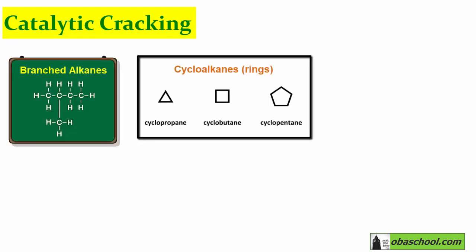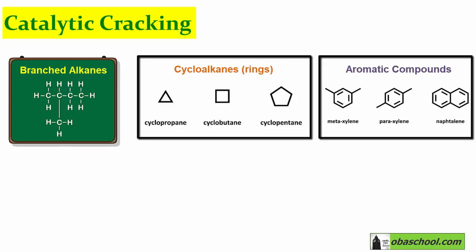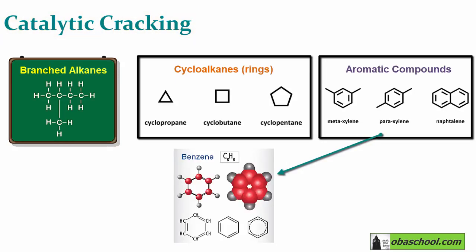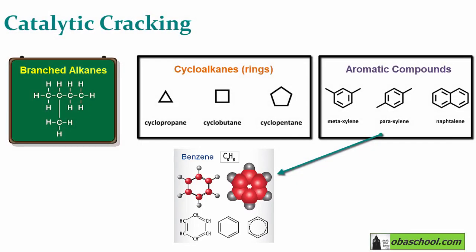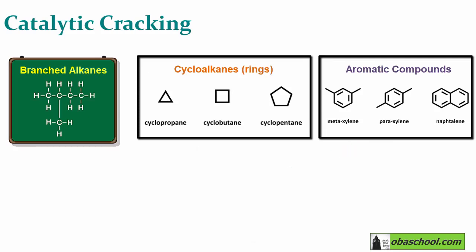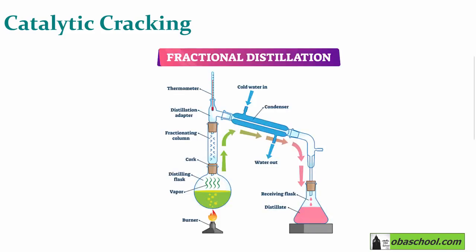And the products are mostly branched alkanes, cycloalkanes, which are rings, and aromatic compounds. Aromatic compounds are based on the benzene ring C6H6. So we have 6 carbon atoms which form a ring, and we have 3 double bonds. So this is a benzene ring. Aromatic compounds are compounds which are based on this benzene ring. So because the products of catalytic cracking are branched alkanes, cycloalkanes, and aromatic compounds, these products need to be separated, and this is done by fractional distillation.